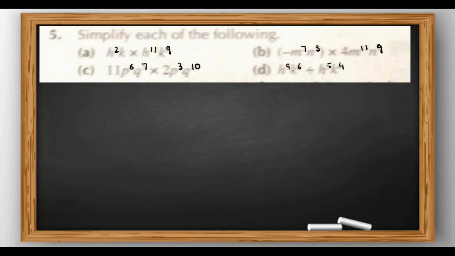Moving on to question 5. Part A. Part A is h raised to power 2 multiplied by k multiplied by h raised to power 11 multiplied by k raised to power 9. Now how will we solve this?